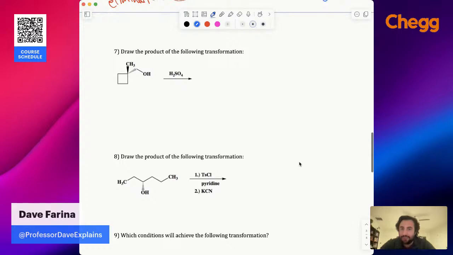Let's move on to number 7. Okay, here's an interesting one. So draw the product of the following transformation. This is similar to the last one, at least at the beginning, but it's going to take a little bit of a turn here. So we've got sulfuric acid. We've got a source of protons. We've got a basic moiety here. The hydroxyl group can be protonated. So let's protonate.